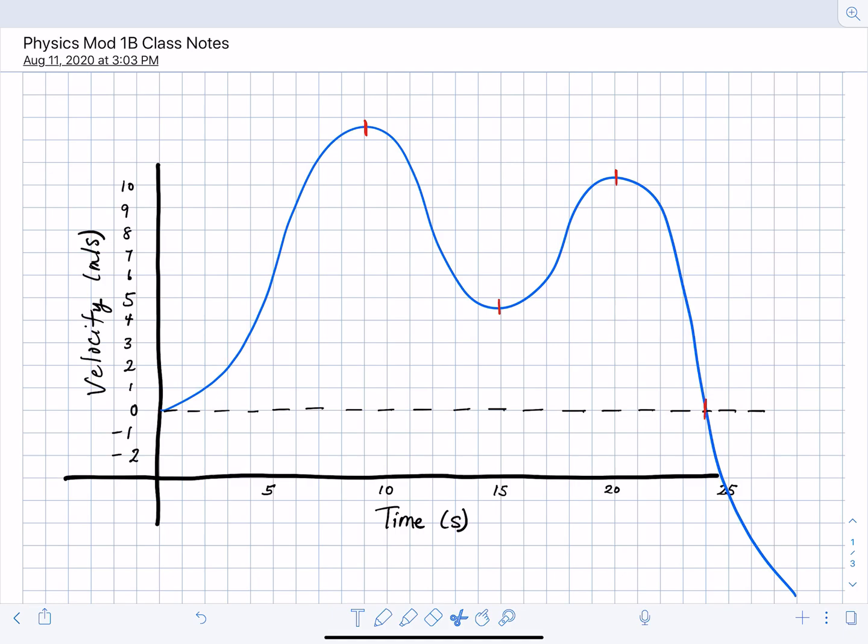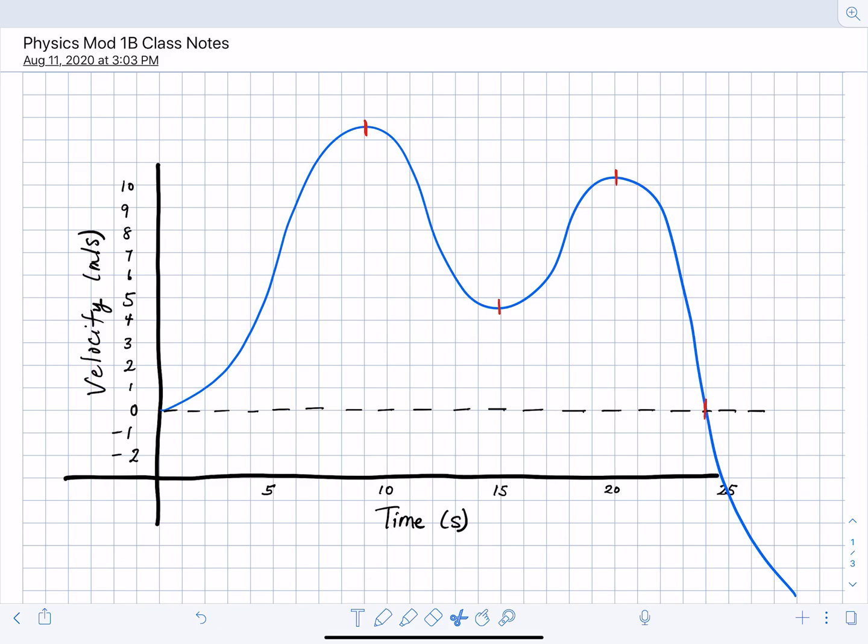About some important features on a velocity versus time graph. And what exactly is a velocity versus time graph? If you remember from the first part of the chapter, we learned that a position versus time graph gives us a visual representation of velocity.